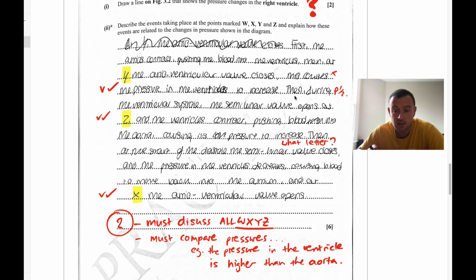They were really nice. They talked about Y, Z, and X, but they didn't talk about W. And also in this one, they talked about pressures going up and going down, but they didn't compare pressures. They didn't say the pressure in the ventricle is higher than the aorta and therefore that sort of thing. You need to talk about relative pressures. So again, have a look at that if you'd like. You can pause it, have a look through, see how I've marked it.